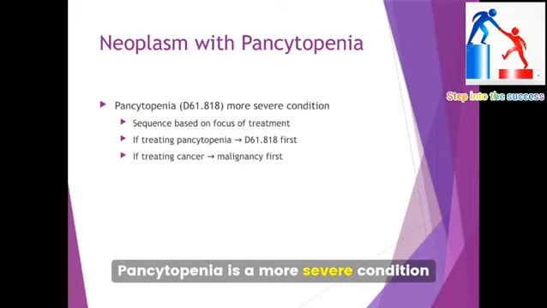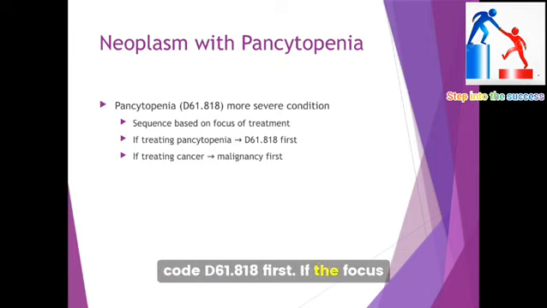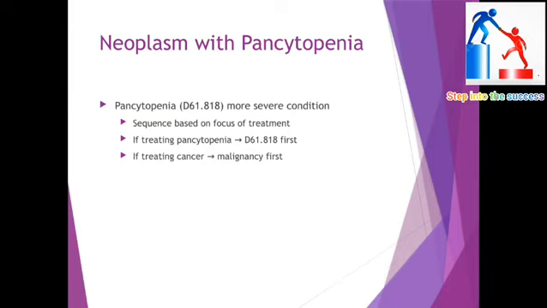Pancytopenia is a more severe condition where there is a deficiency of all three components of the blood. Sequencing here depends on the focus of the treatment during that specific encounter. If the doctors are primarily treating the pancytopenia, code D61.818 first. If the focus remains on treating the cancer, then the malignancy code takes precedence.